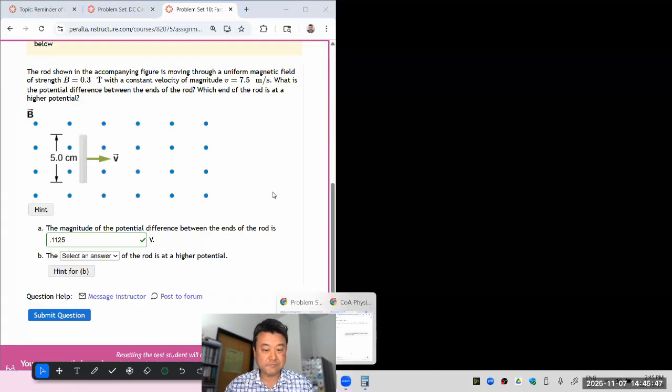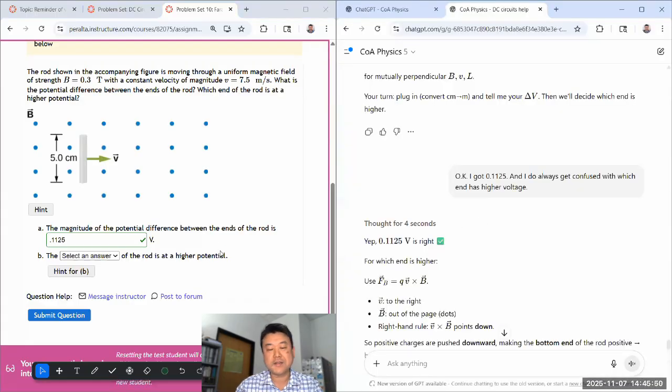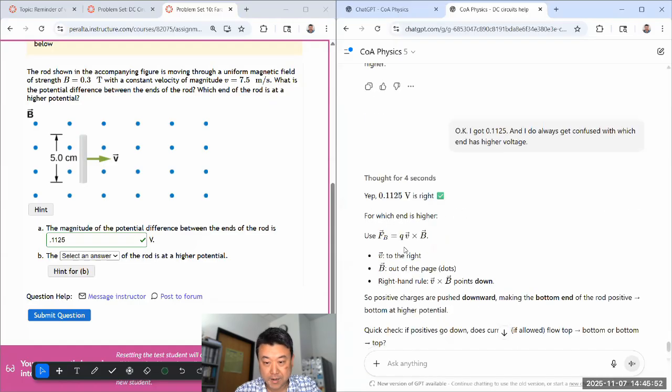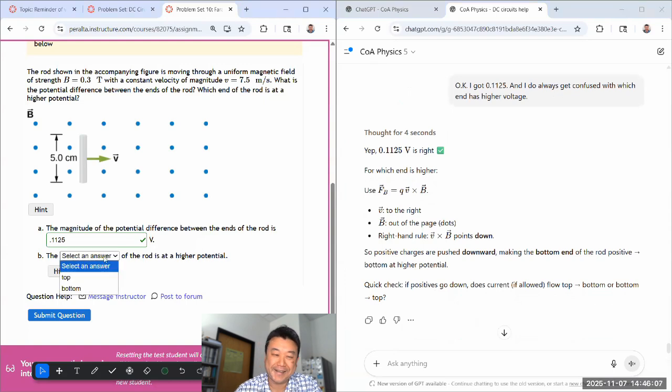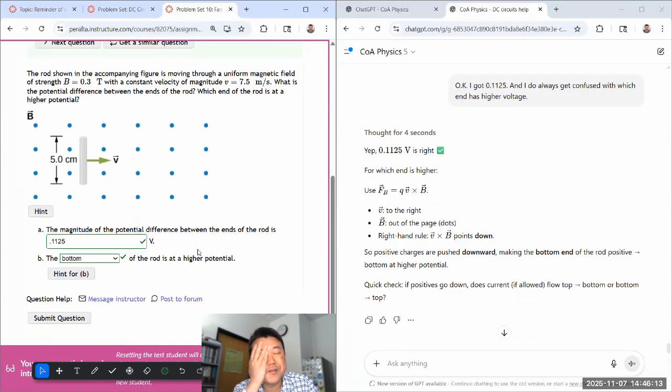And there's some chance, let's say 25%, that I'm wrong. For which end is higher: V is to the right, B out of the page from your perspective, so the force points down, pushing downward. It says the bottom end of the rod is positive. Bottom end at higher potential, is that right? I could have done it wrong. Okay, so knowing the correct answer, as it's moving, positive charges accumulate at the bottom, negative charges at the top. With those charge accumulations, the bottom end ends up with a higher potential.